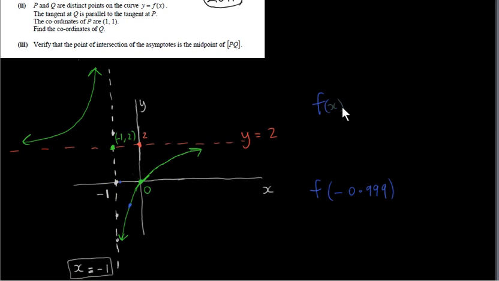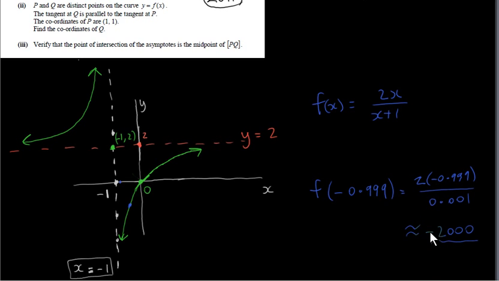f of x is 2x over x plus 1. So f of -0.999 is going to be 2 times -0.999 divided by -0.999 plus 1. That's actually 0.001. If you work this out, you get approximately -2000. You see, you get a large negative value. Okay, so at -0.999 we have a very large negative value.